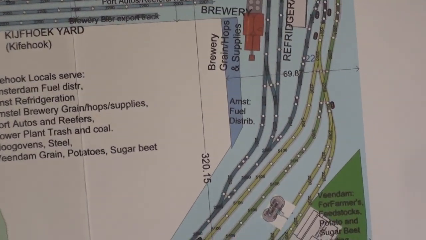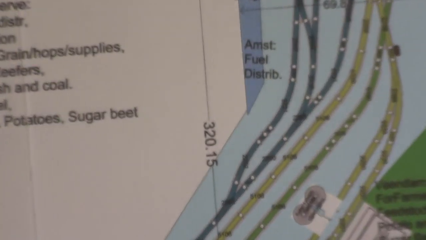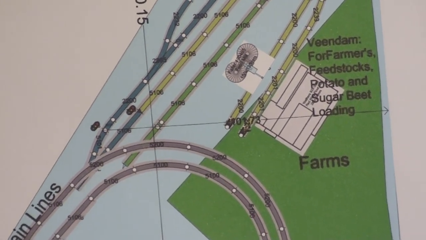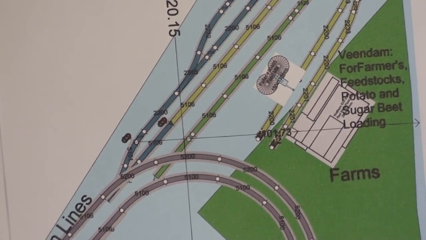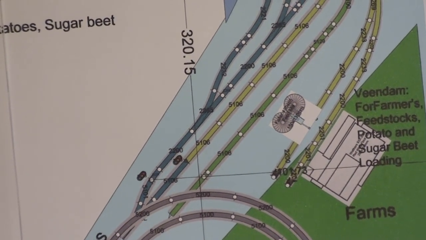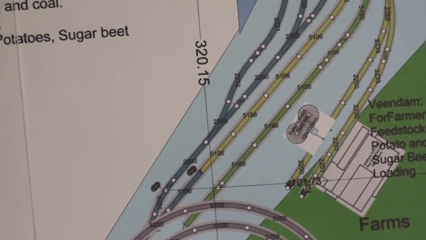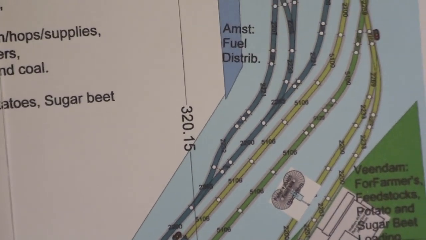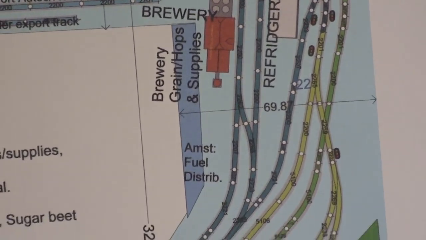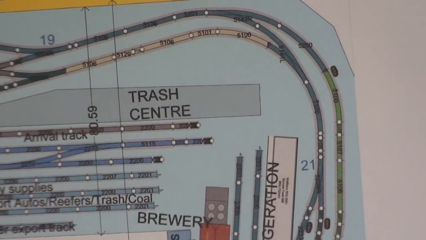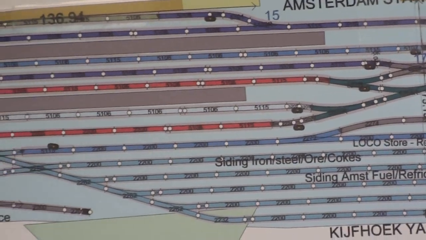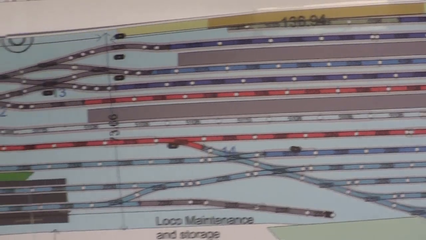to service the brewery here, the fuel distribution point here, to service the feedstock at Veendam, the Four Farmers feedstock plant, and what will become a sugar beet and or potato loading facility for produce in this area. Pick up any cars that need to be picked up, and then head back. They'll run around their train and then head back on the main line through the passing siding here between the red and the blue.